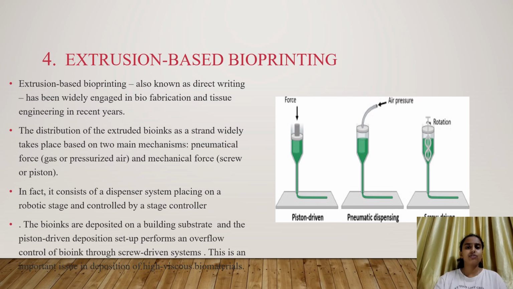Next is extrusion based bioprinting, also known as direct writing, which has been widely engaged in biofabrication and tissue engineering in recent years. The distribution of bioinks or cell aggregates takes place based on two main mechanisms. One is mechanical force, another one is pneumatic force. In fact, it consists of a system placed on a robotic stage and controlled by a stage controller.